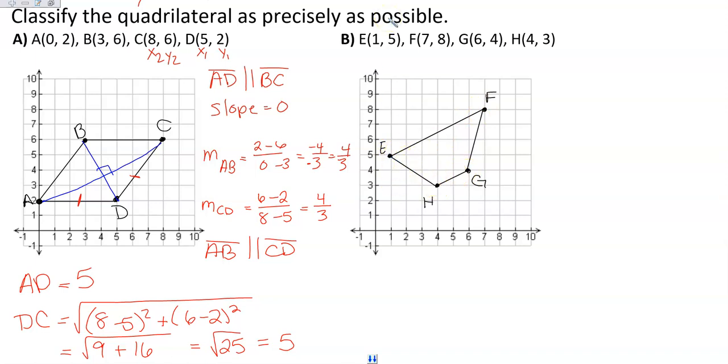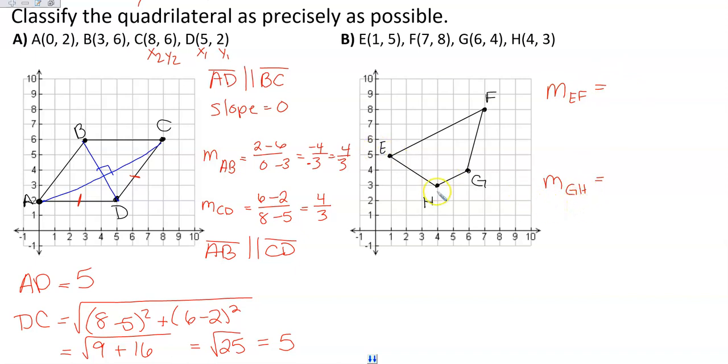So right away here, we should pretty clearly see that we're not looking at a parallelogram. So what I want to know is whether or not I can show that this is maybe a trapezoid. Because if it's not a parallelogram and it's not a trapezoid, then it's just a quadrilateral. So let's take a look. And to show that I have a trapezoid, remember, one pair of sides should be parallel. So we're going to find the slope of EF. And we're going to find the slope of GH.